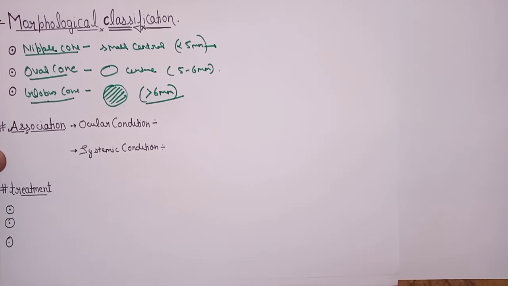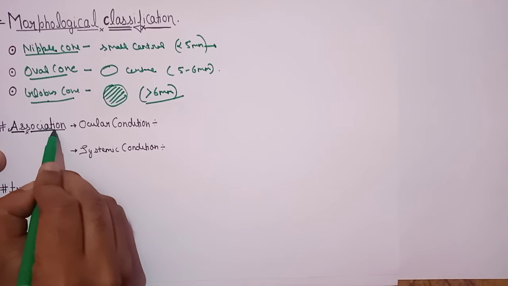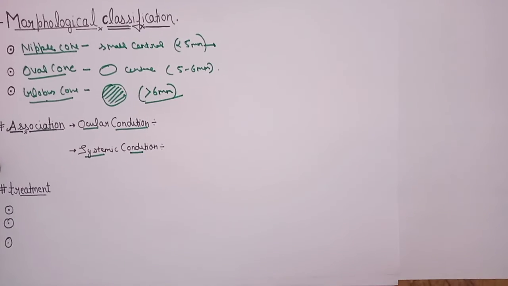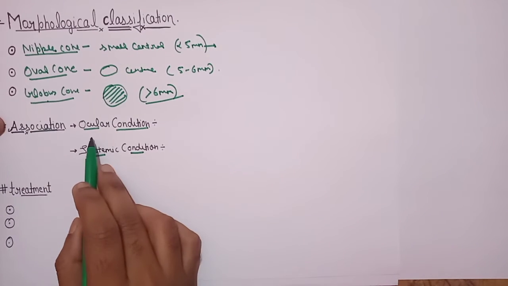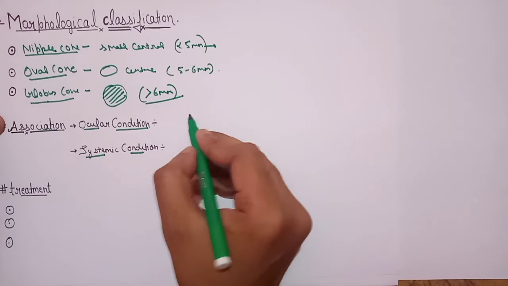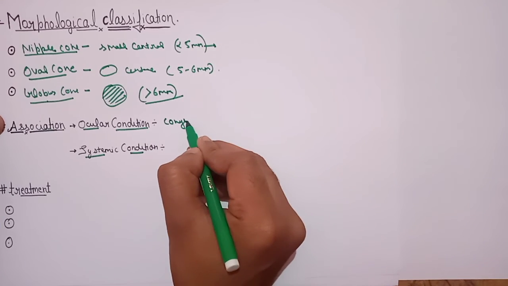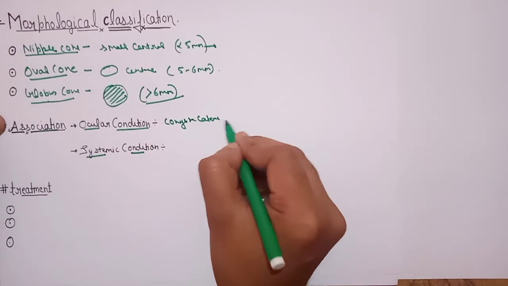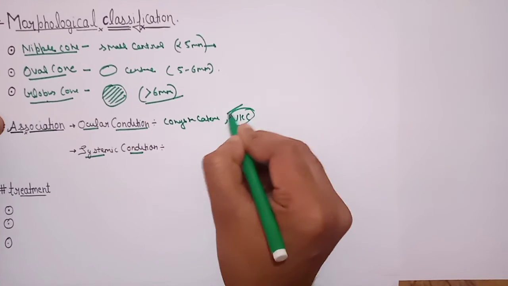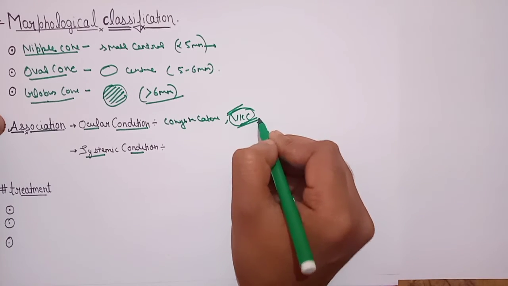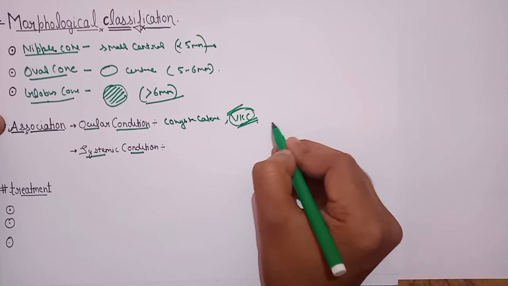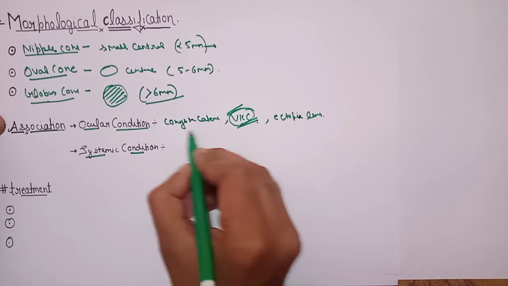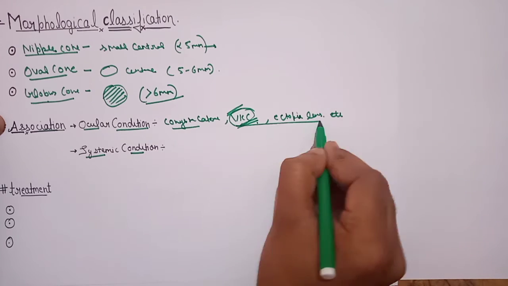There are some associated conditions of keratoconus. Some are ocular conditions, some are systemic conditions. Among ocular conditions, for example, congenital cataract can cause keratoconus, or VKC. Nowadays VKC is the most associated ocular condition that leads to keratoconus. Third is ectopia lentis, etc. These are the conditions which cause keratoconus.